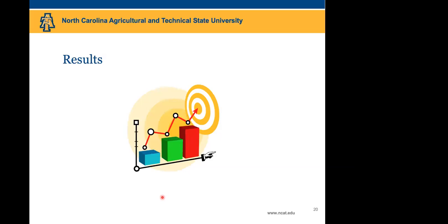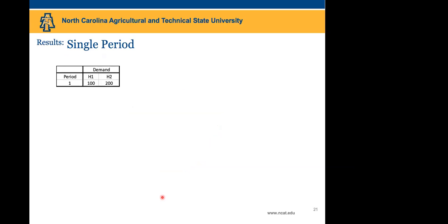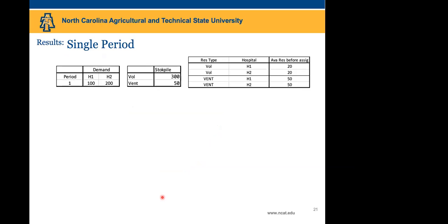We haven't come up with a lot of results yet, but I have some sample results from the model, starting with the single period model. Here we have demand for hospital 1 and hospital 2, and hospital 2 has higher demand than hospital 1. The stockpile we have in hand is 300 volunteers, and we have only 50 ventilators. Each hospital still has some ventilators and volunteers working there. We assume hospital 1 has 50 ventilators and hospital 2 has 50 ventilators, with 20 volunteers in hospital 1 and 20 volunteers in hospital 2.